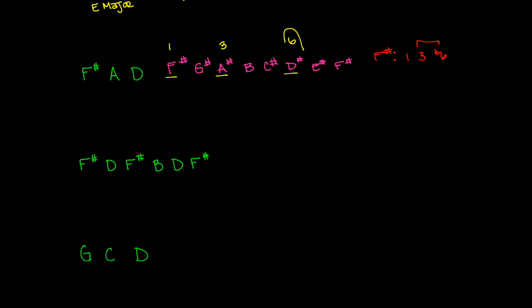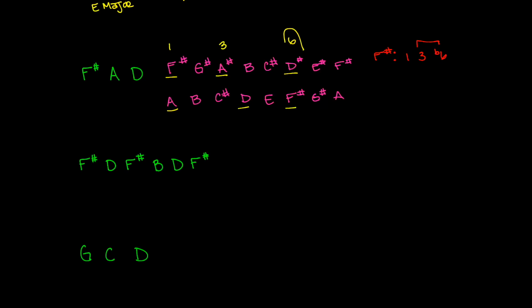So let's try it again, but this time let's do it from A. Let's see what that's going to look like. From A, we would have A, B, C sharp, D, E, F sharp, G sharp, and A. Once again I go, well, I've got an A, I've got a D, I've got an F sharp, and what does that look like to me?